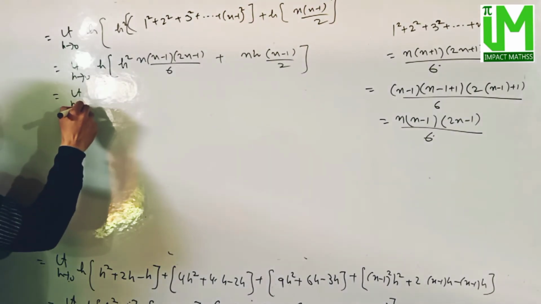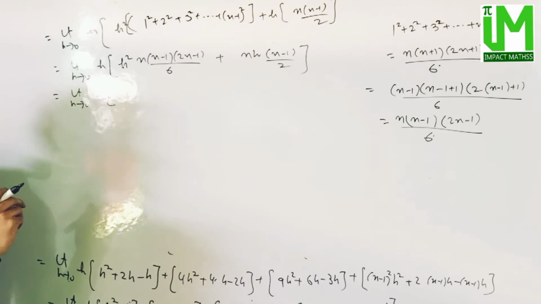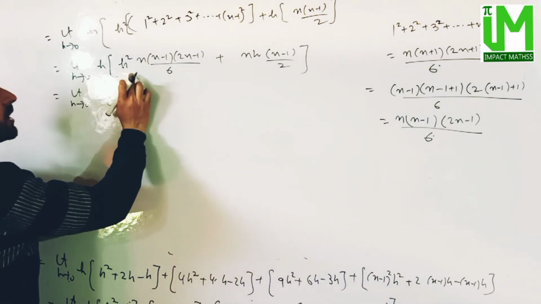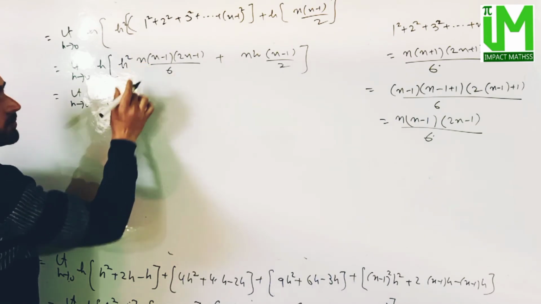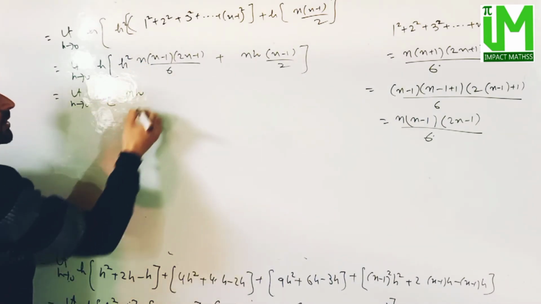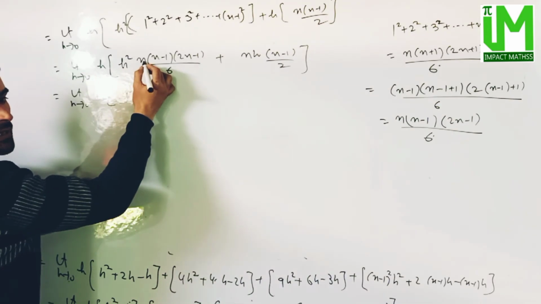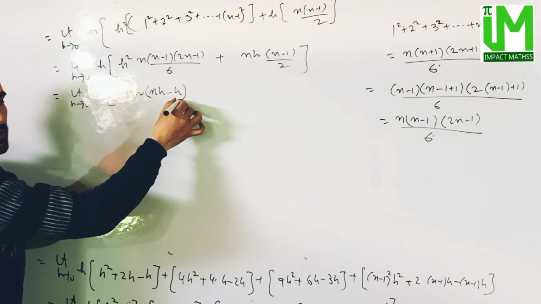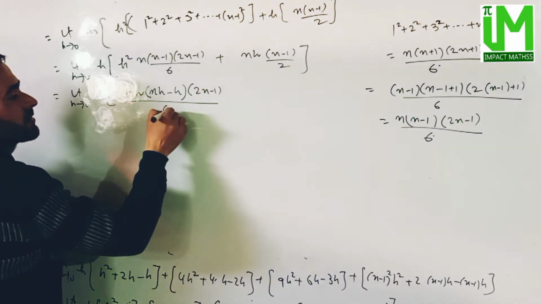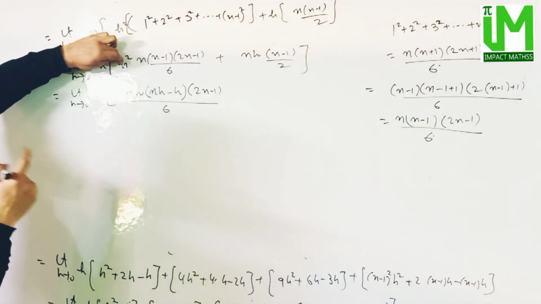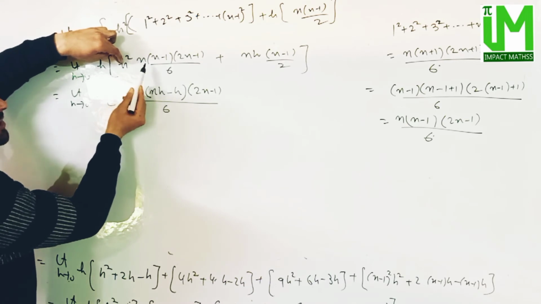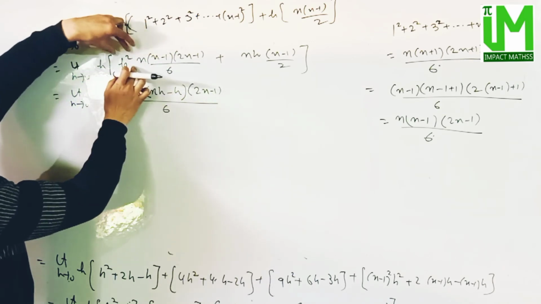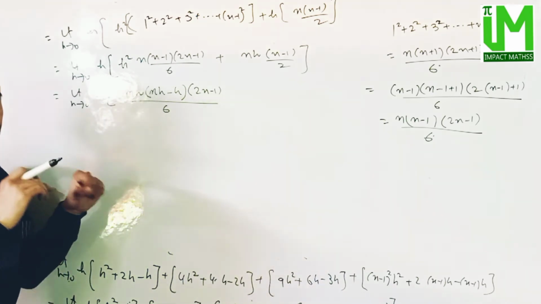So this is equal to limit h tends to 0 of h times, distribute h square. Multiply one h by n to get nh, and the other h by n, so it will be nh minus h into (2n minus 1) divided by 6. Combine h square into h; one h gives nh, and the other gives nh minus h multiplied.